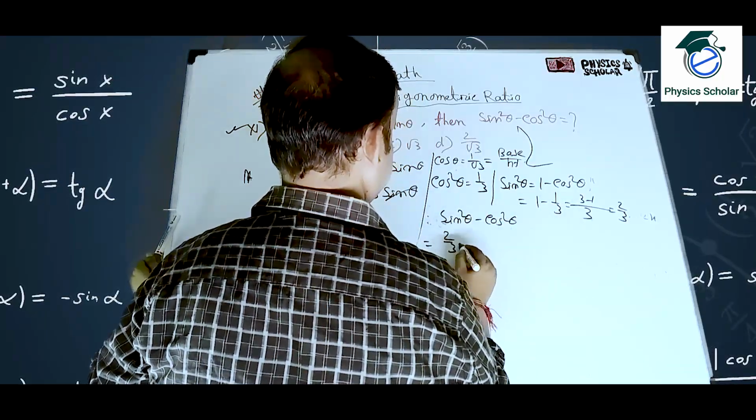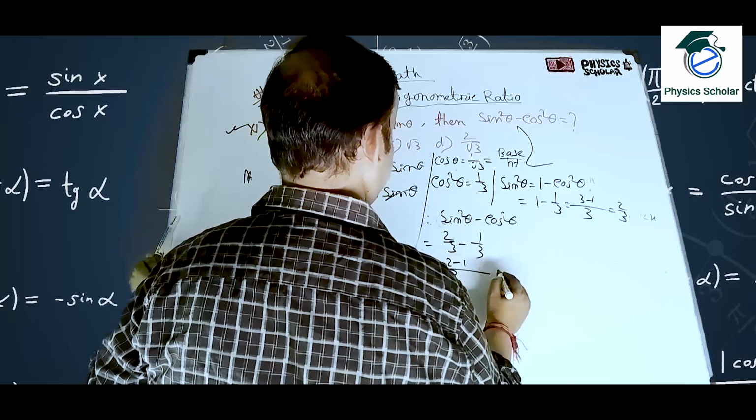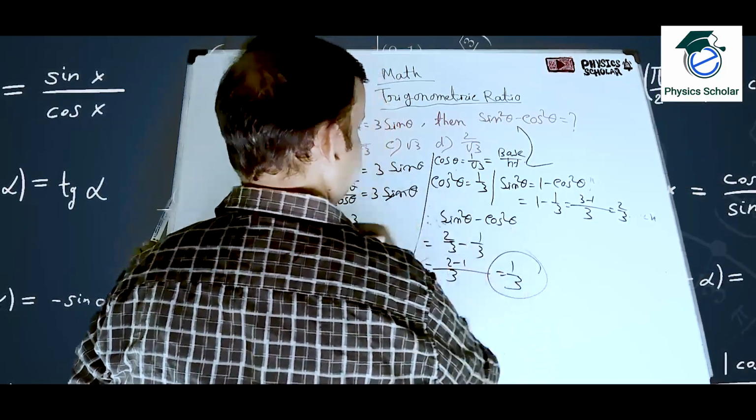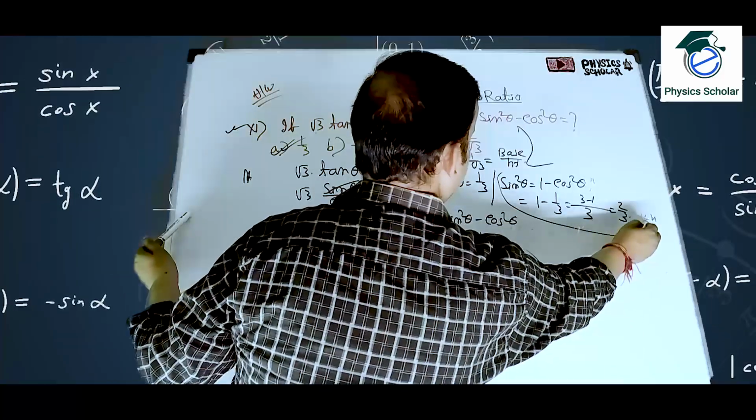2 by 3 minus cos square theta means 1 by 3. So 3 2 minus 1 is equal to 1 by 3. See, the same answer is coming. So you can also find out the sin square theta by using the formula.